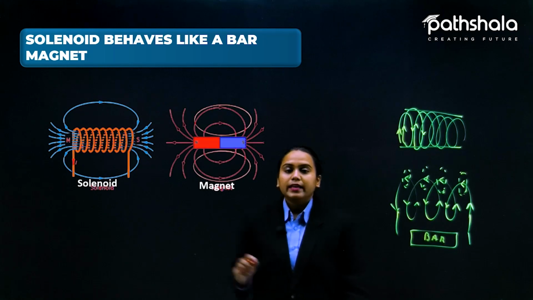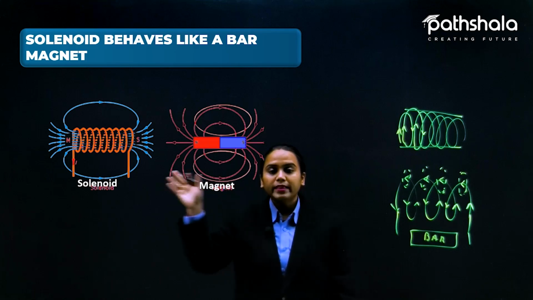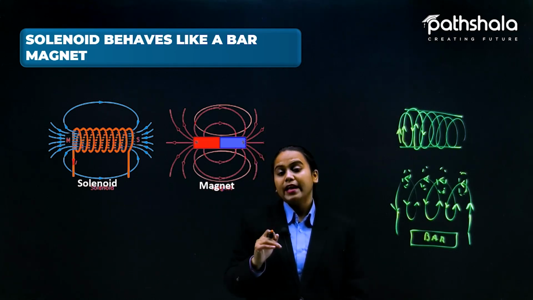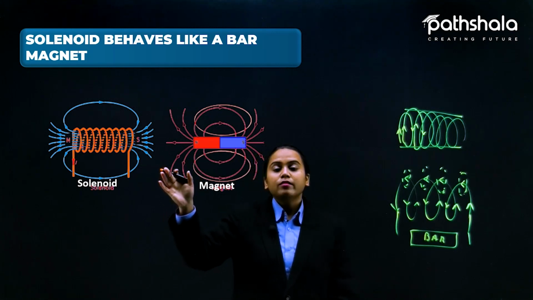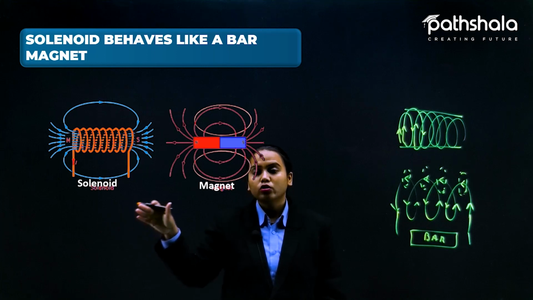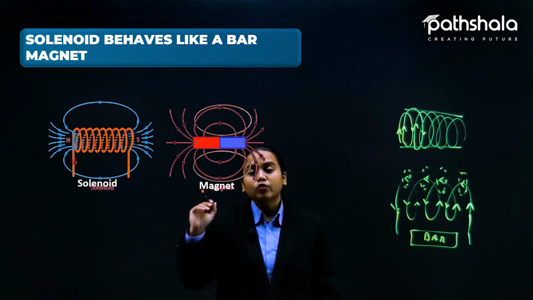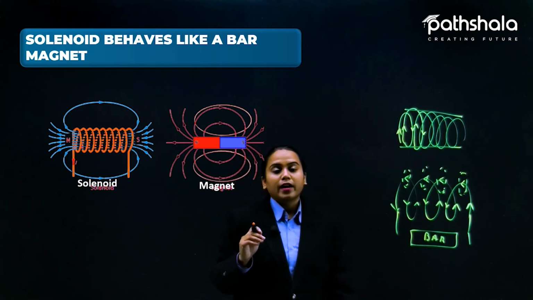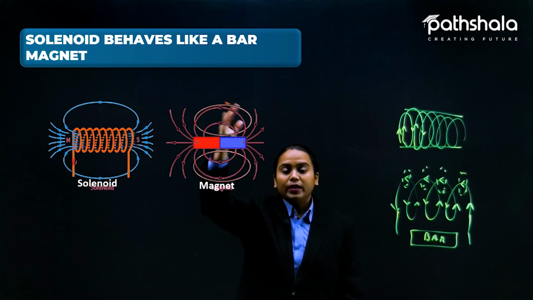See here, a solenoid and a bar magnet. In both cases, the magnetic field lines, as you can see, have a direction from north to south, and in this one also north to south. So from both cases, you can predict where the magnetic field lines will be generated and where they are going to end.